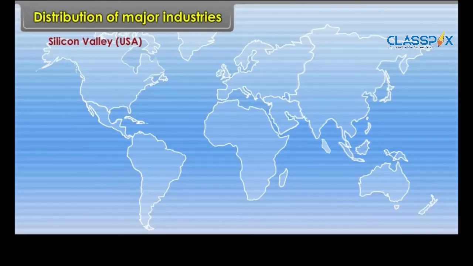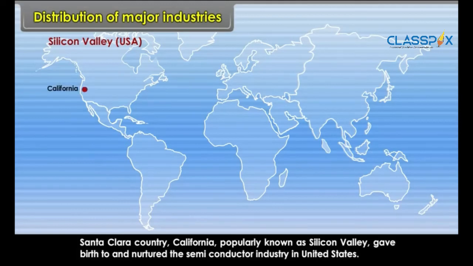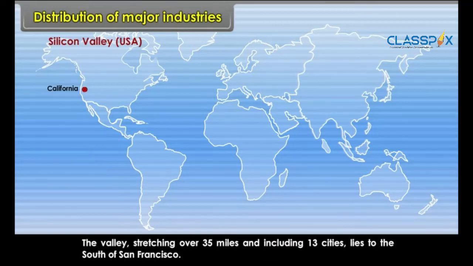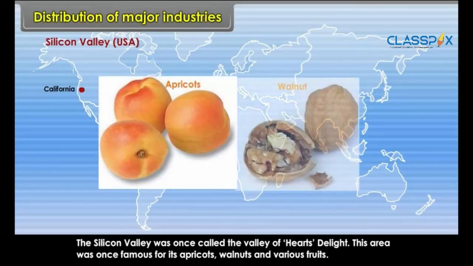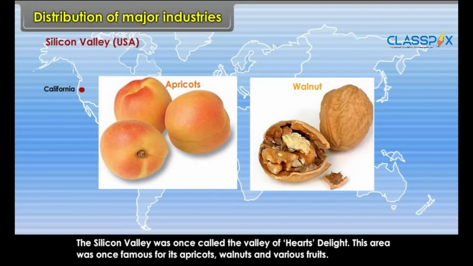Silicon Valley, USA. Santa Clara County, California, popularly known as Silicon Valley, gave birth to and nurtured the semiconductor industry in the United States. The valley, stretching over 35 miles and including 13 cities, lies to the south of San Francisco. The Silicon Valley was once called the Valley of Heart's Delight. This area was once famous for its apricots, walnuts, and various fruits.